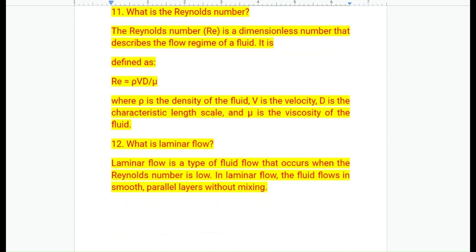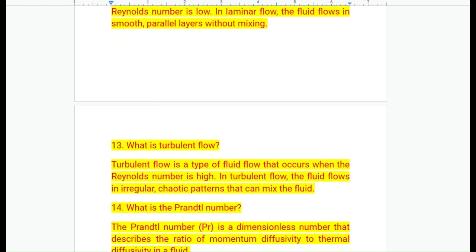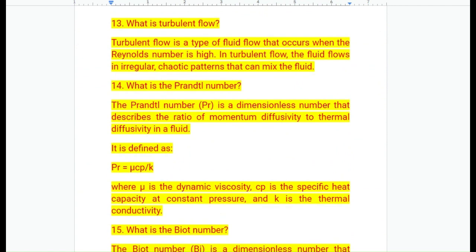12. What is laminar flow? Laminar flow is a type of fluid flow that occurs when the Reynolds number is low. In laminar flow, the fluid flows in smooth, parallel layers without mixing.